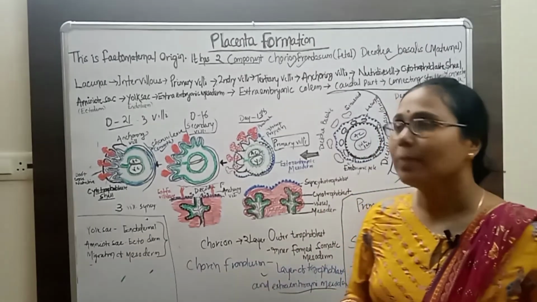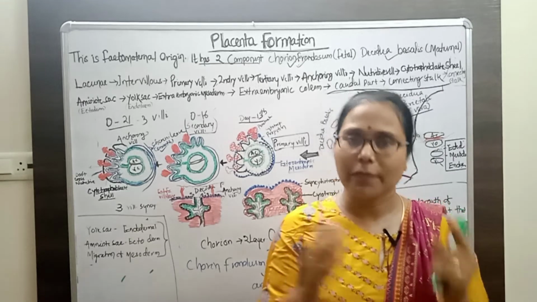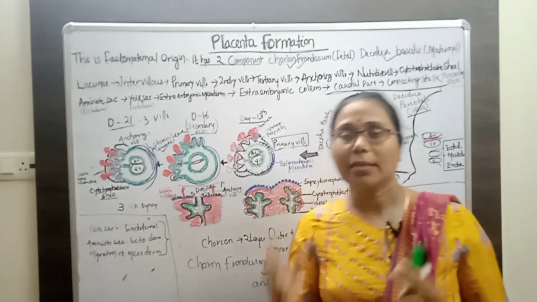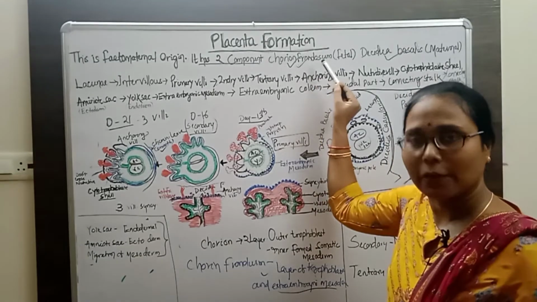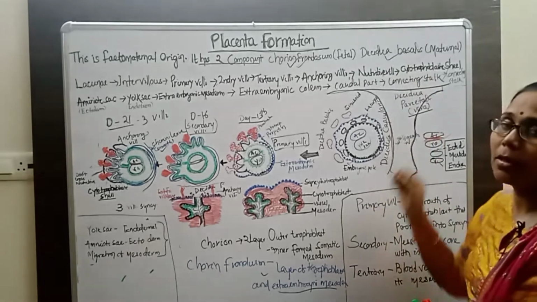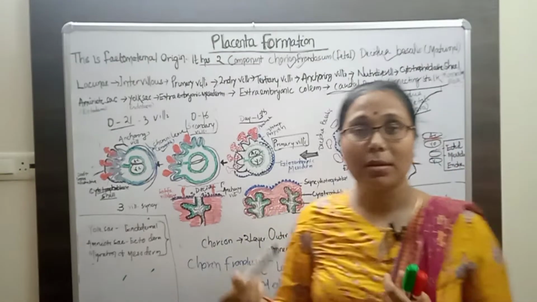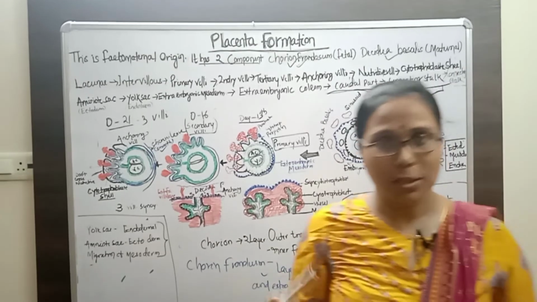So what is the placenta? The placenta is a temporary organ of feto-maternal origin. It has two components: the fetal component, that is the chorionic frondosum, and the maternal component, that is the decidua basalis. So first we discuss the decidua basalis.